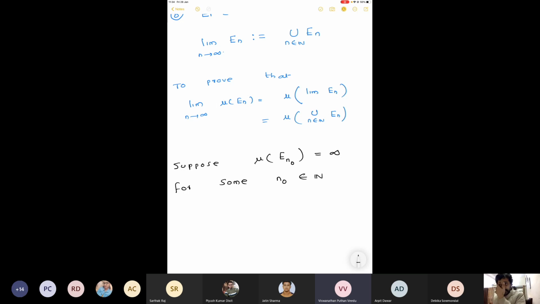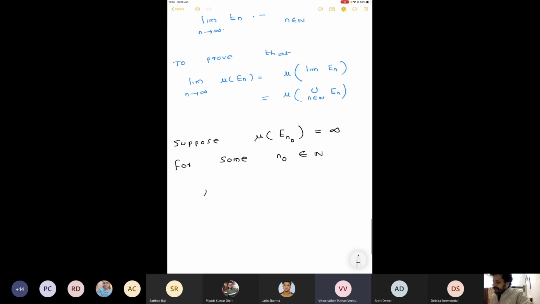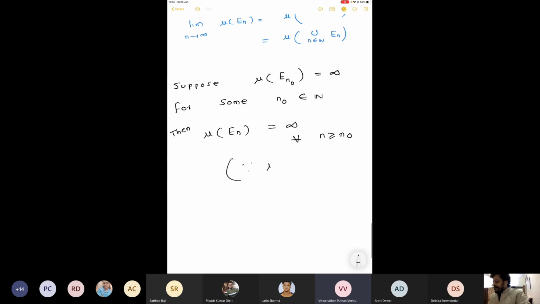Then do you see that mu of En will also be infinity after a stage? How does it follow? Monotonicity. Mu is monotonic, and you have E1 contained in E2 contained in and so on. So at one stage, if measure is infinity, then after that, because you have an increasing sequence, measure will be infinity.